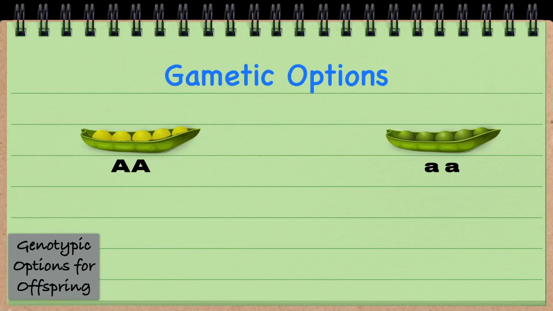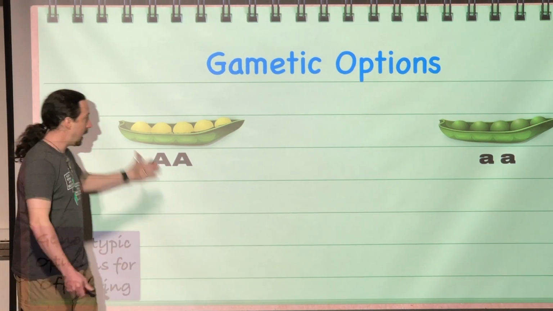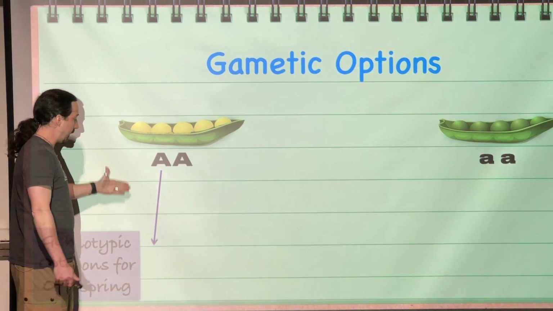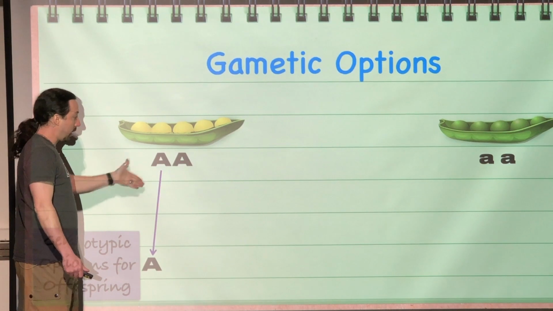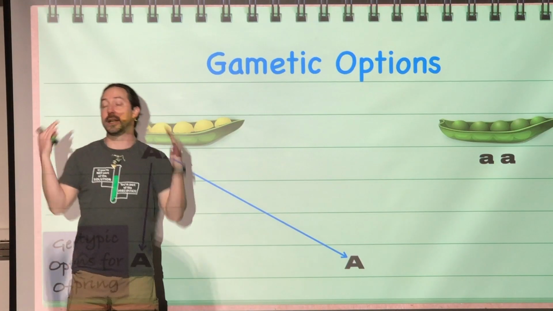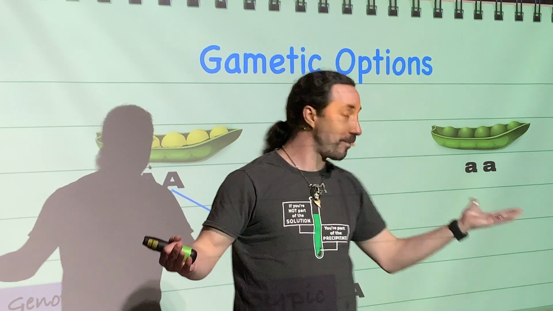And that means we can look at it as the options that each parent can pass on. If we had a homozygous parent for the dominant allele, it can pass on either the dominant A allele or it can pass on the other dominant A allele. Those are the only two alleles that it can pass because they're the only two alleles that it has.